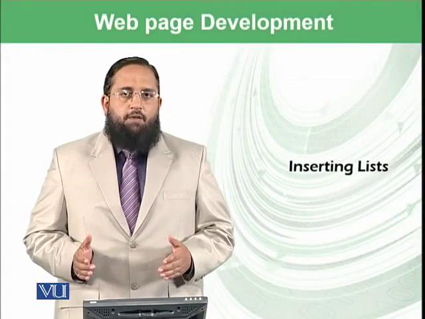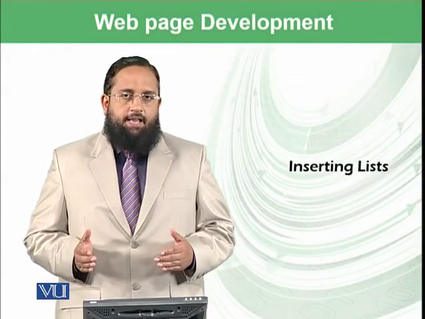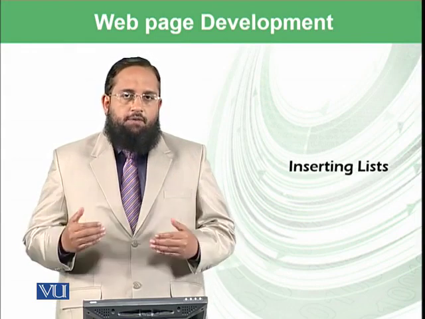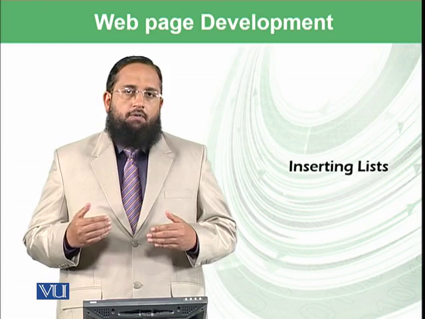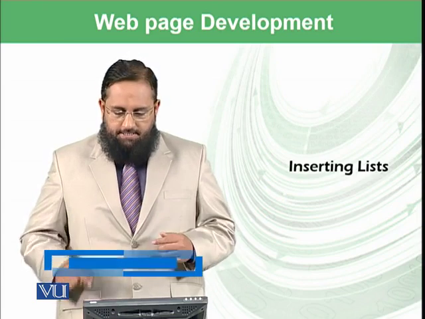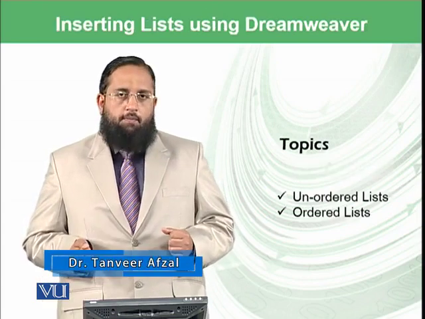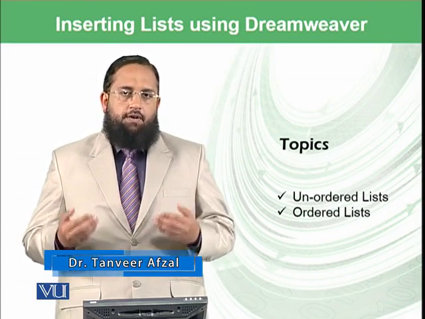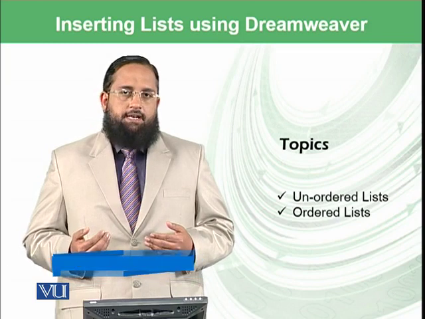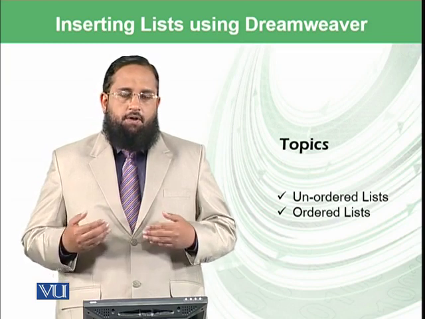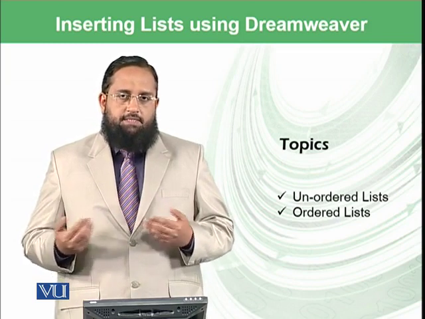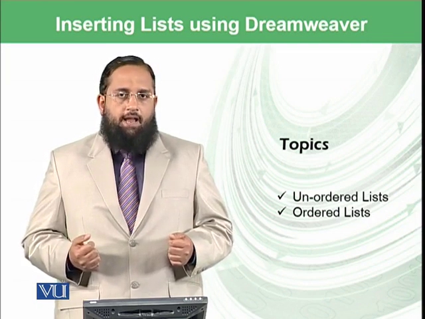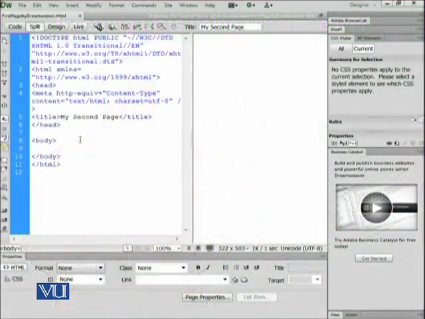Dear students, today we will learn another exciting thing in Dreamweaver, that is how to add bullet points, numbering, or what we call in Dreamweaver a list. There are two types of list available: unordered list, which is just like bullets, and ordered list, which is like numbering or some order like ABC. Let's see in the practical how we can add such a list in the HTML document.